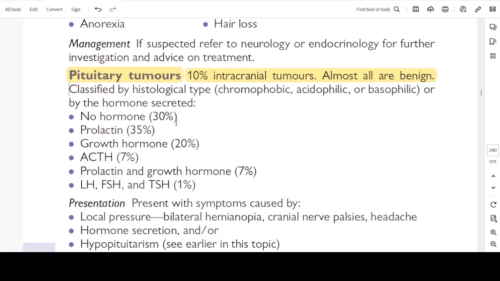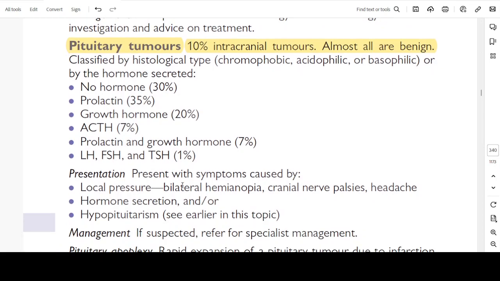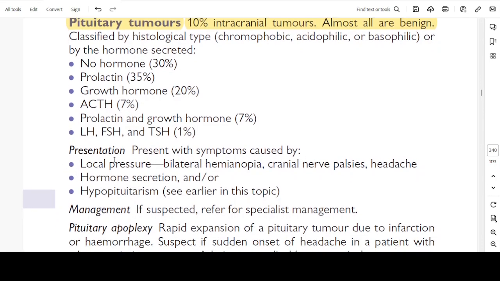No hormone is secreted in 30% of cases, prolactinoma 35%, growth hormone 20%, ACTH in 7%, prolactin and growth hormone together in 7% of cases, and LH, FSH and TSH in 1% of cases. Presentation: symptoms caused by local pressure, bitemporal hemianopia, cranial nerve palsies, headache, hormone secretion and/or hypopituitarism. See earlier in this topic.